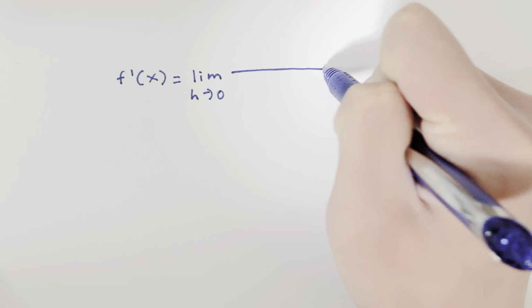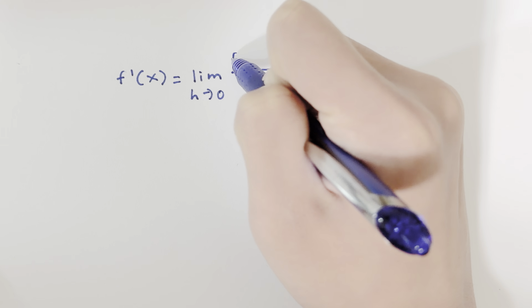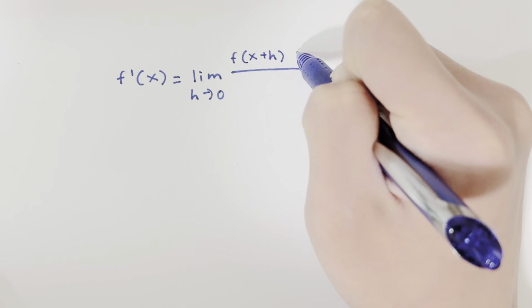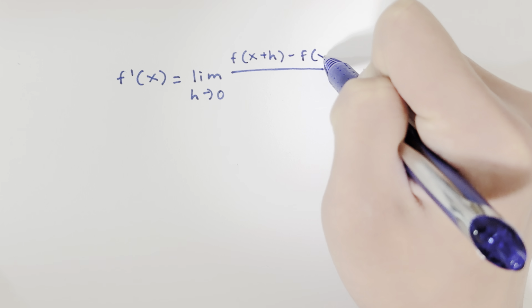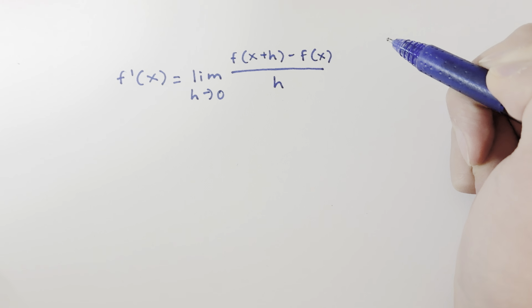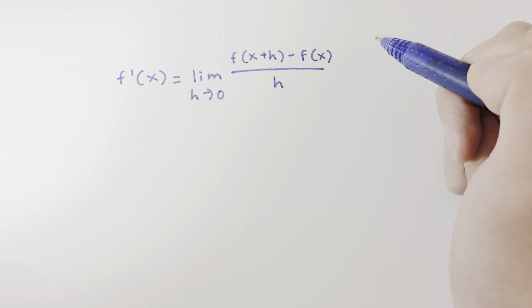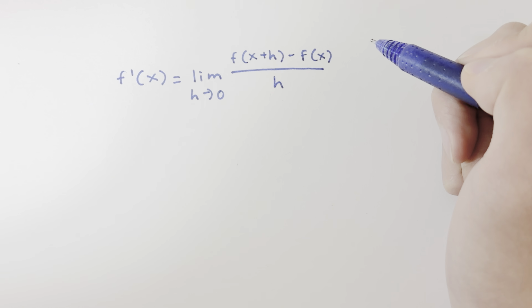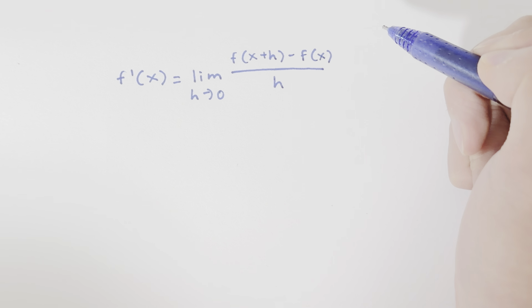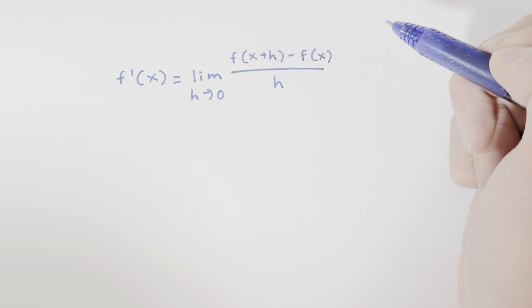of f of x plus h minus f of x divided by h. Now, if you see this form on the exam, it's asking for a derivative. So identify f of x and a, and that's how you solve the problem.